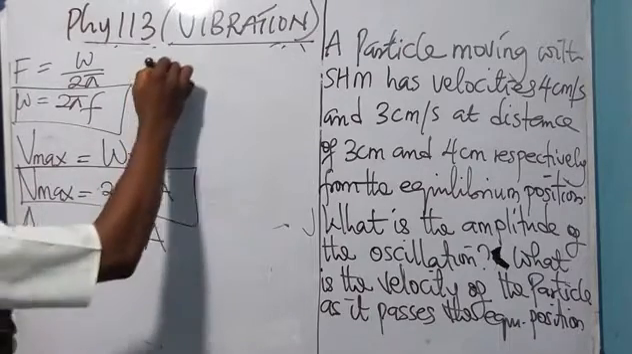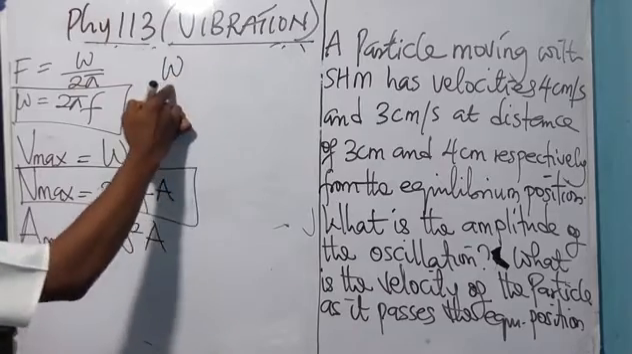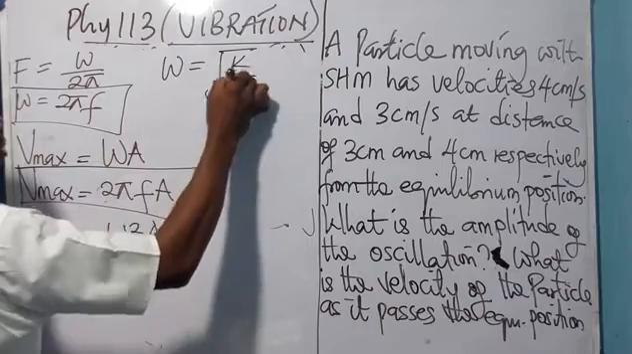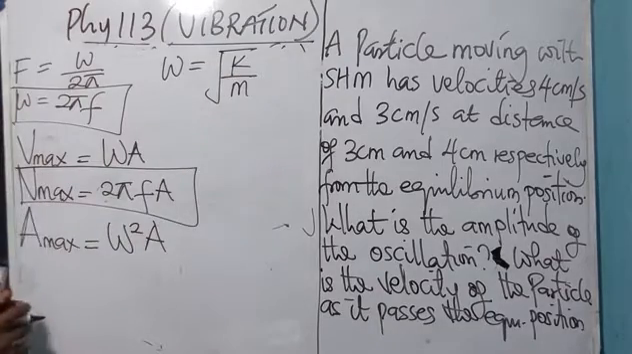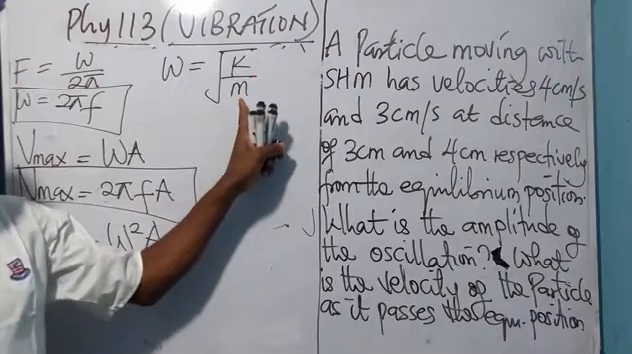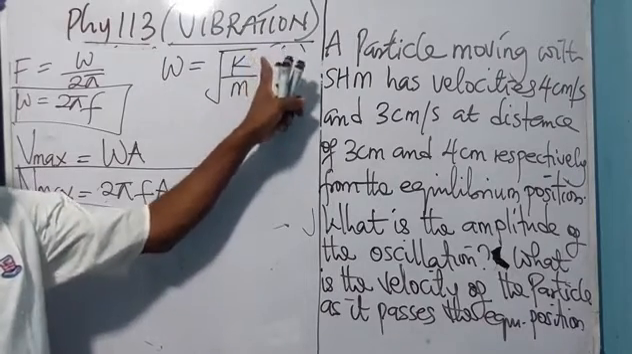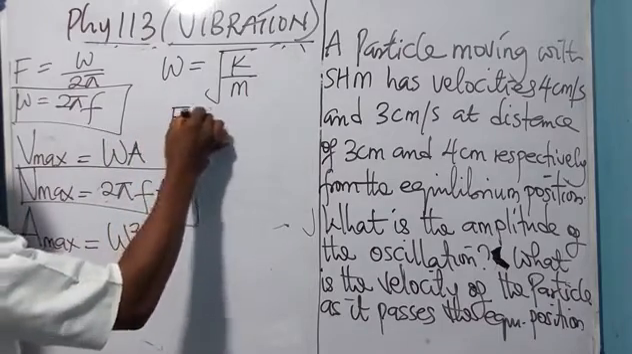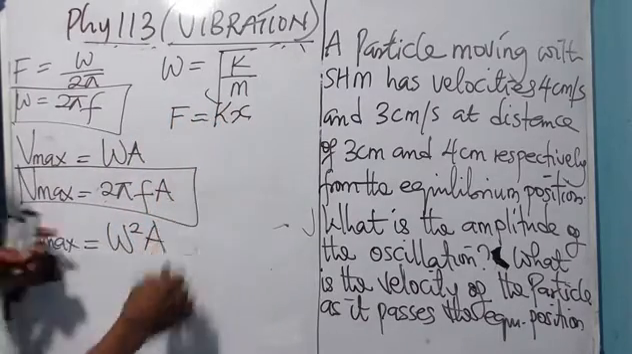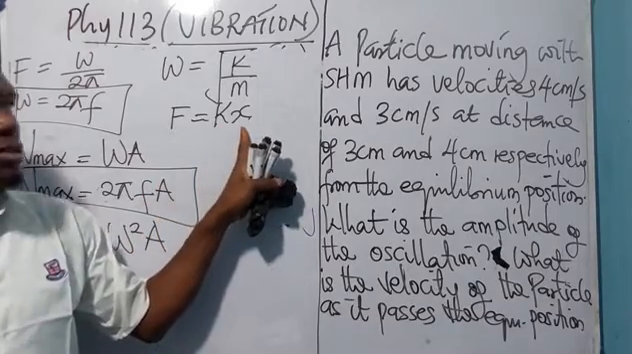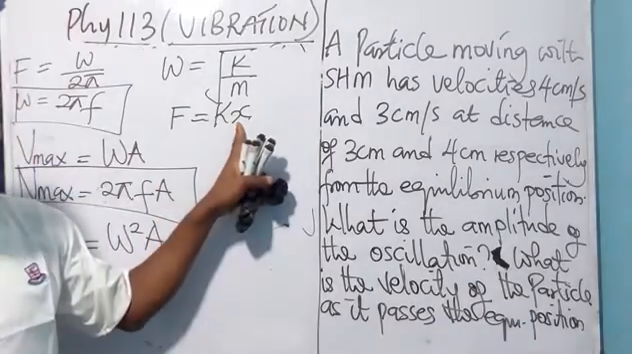Also take note that angular velocity is equal to the square root of k over m. K means force constant, and m is mass. In simple harmonic motion, you also have that F equals Kx. F is a force, K is a force constant, and x is the displacement, okay?